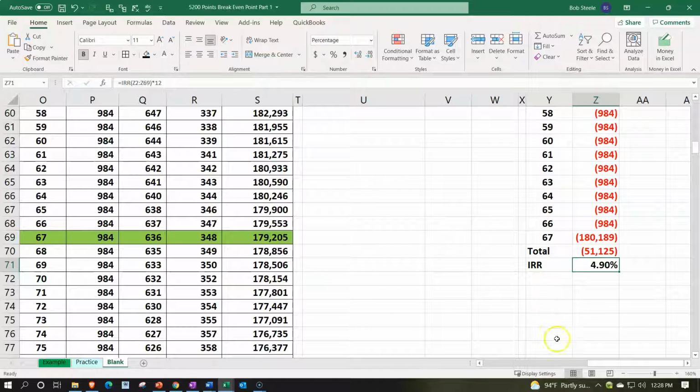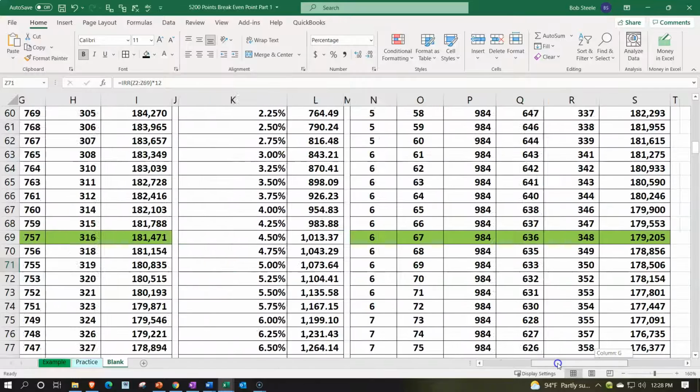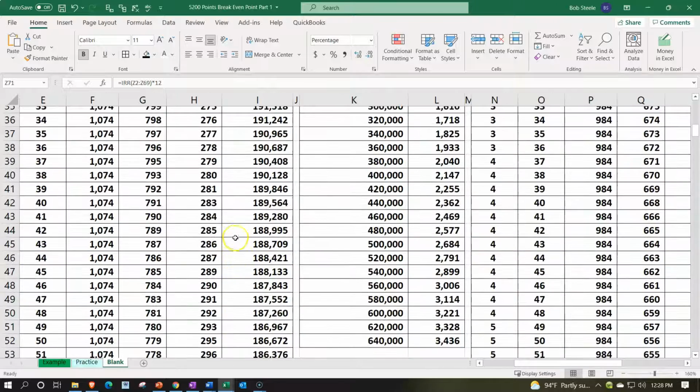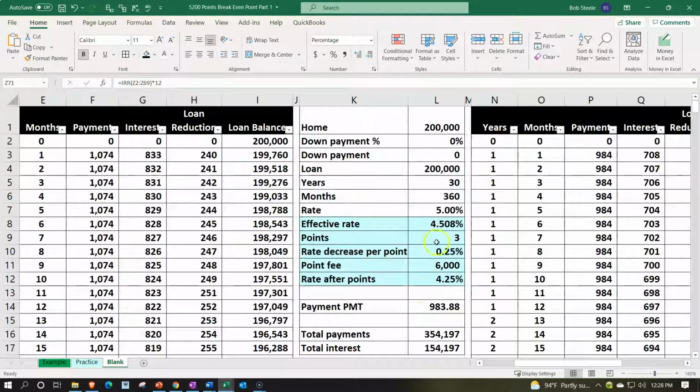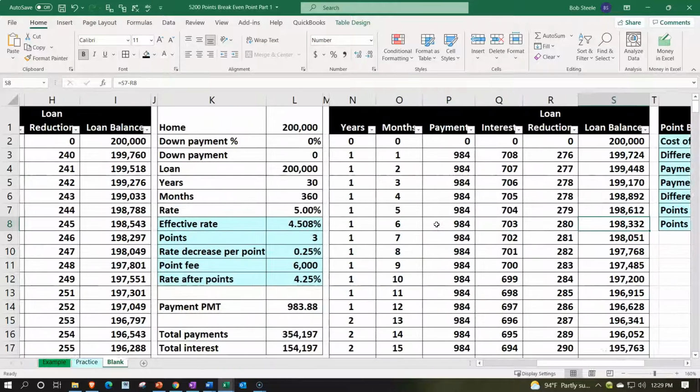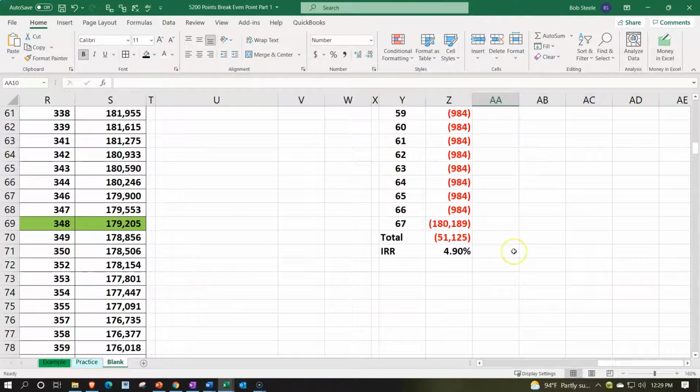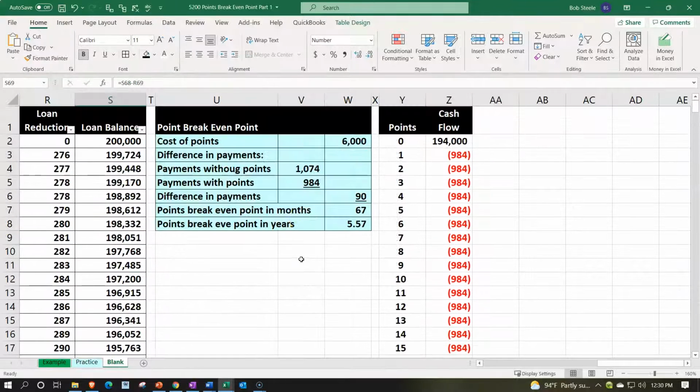So now we're at the 4.9, which of course is different than the effective rate that we calculated over the life of this thing, which was 4.5, right? So you're going to get a different rate at that point in time. Also, if you were calculating the exact break-even point, you would think you would want this rate to be 5%. So it's not exactly 5% at that point in time, the time period which we calculated the break-even point with our little formula up top.